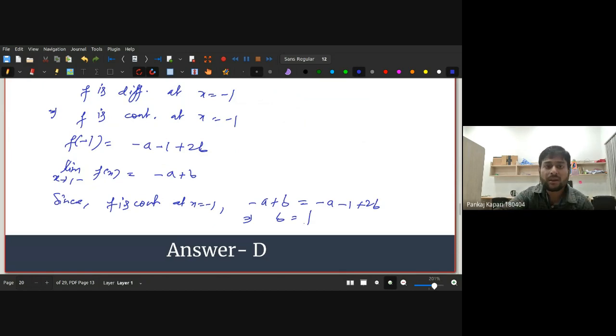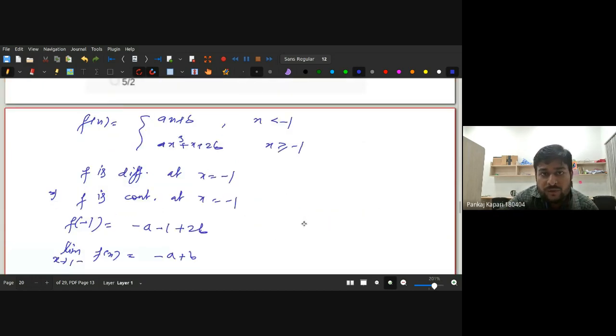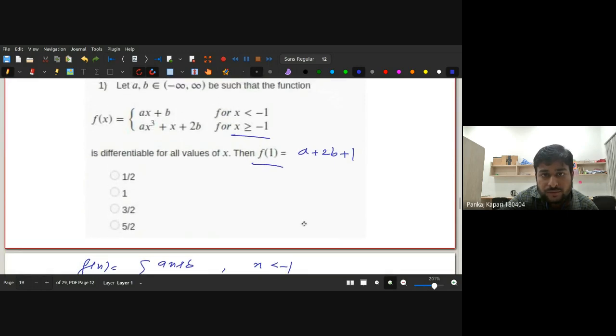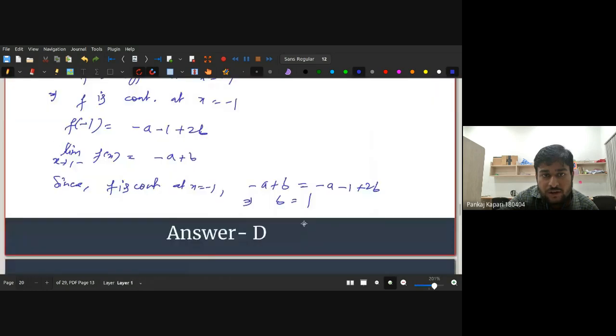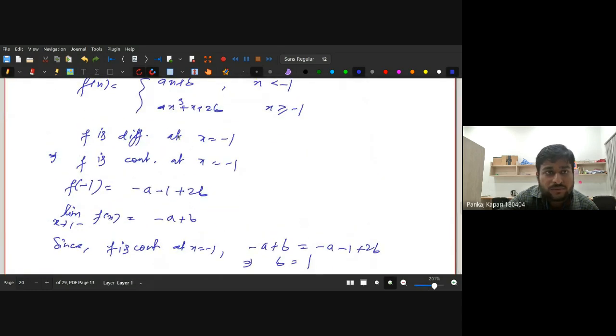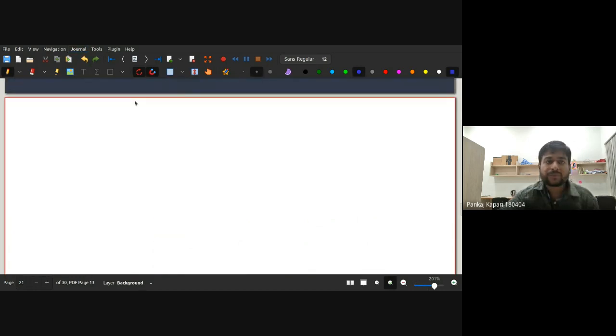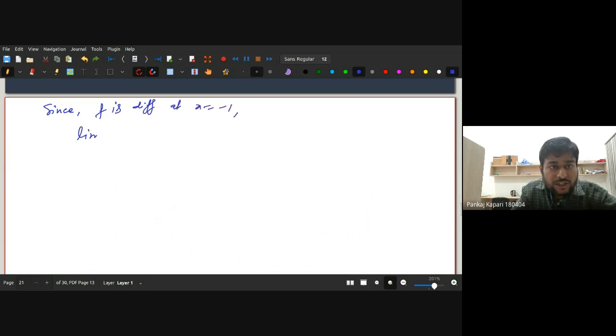So the value of b is 1, but we have to find the value of a also. For that, we will use the condition of differentiability at x equal to minus 1. Now since the function is differentiable at x equal to minus 1, we must have that these limits are equal. What are those limits? f of minus 1 plus h minus f of minus 1, divided by h.